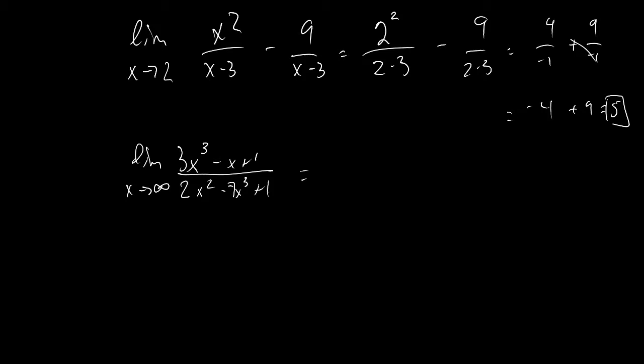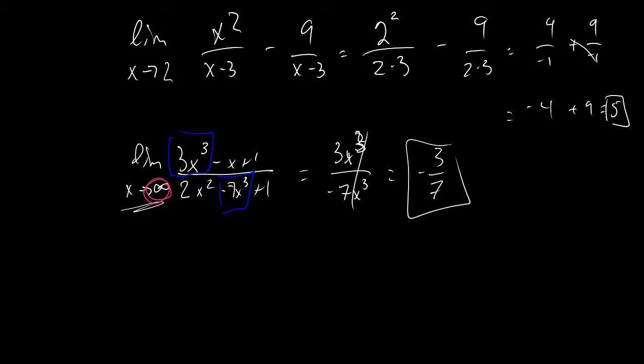Okay, whenever we deal with limits approaching infinity, that's important. All we care about is the highest power on top and bottom. So the highest power term is this term, then we have a sneakily hidden term there. So we have 3x cubed all over negative 7x cubed. Well, the x cubes cancel out. We have negative 3/7. Done.